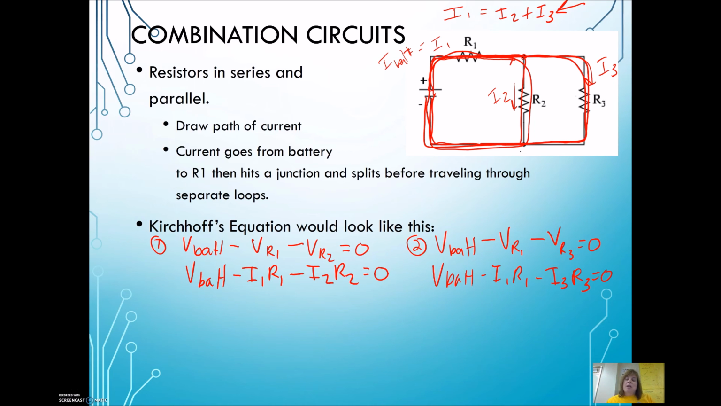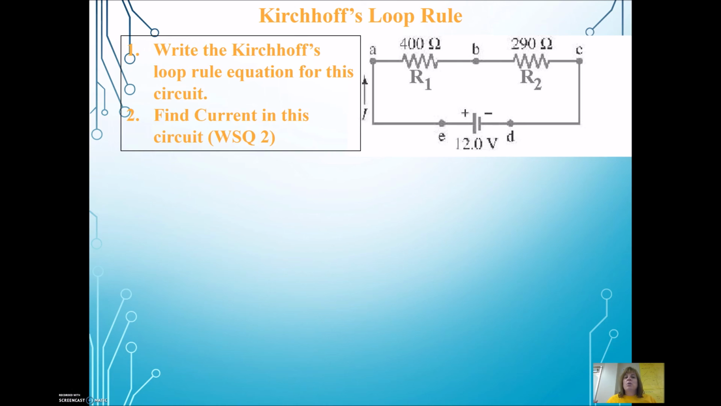So you go to your WSQ. There's one multiple choice question. The other WSQ question, I want you to, now in your notes, write the loop equation for this series circuit, one loop, so the current is the same everywhere. And then I want to see if you can find the current that flows through the circuit. So the current that's coming out of that 12-volt battery and passing through the 400 and 290 ohm resistors.